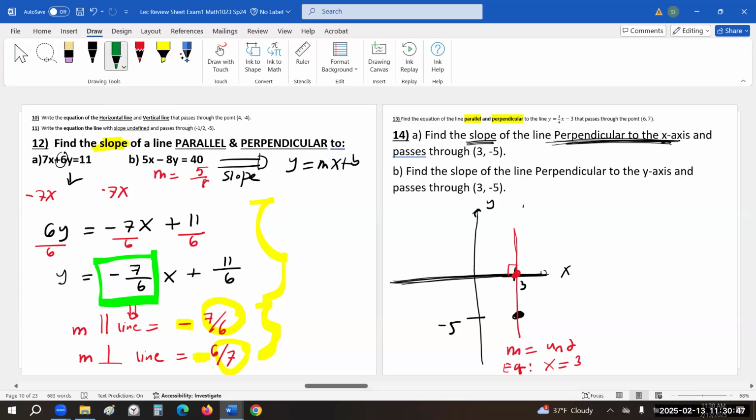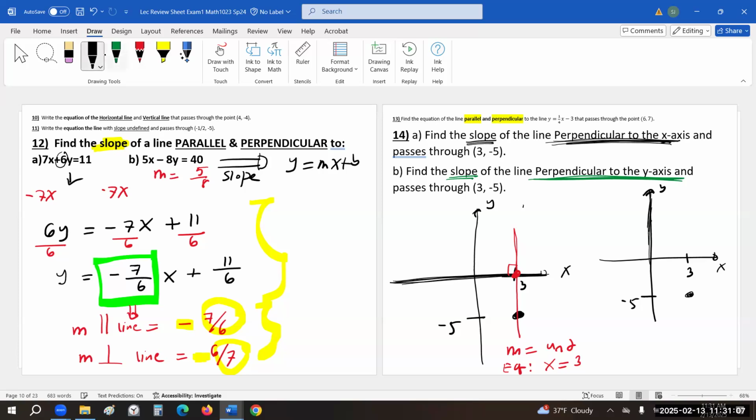They also wanted to find the slope of the line perpendicular to the y-axis. So let me draw another one here. X and y, and the point is 3, -5. Now our y-axis is here. If y-axis is a vertical line, its perpendicular line must be a what? Horizontal line. So you draw a horizontal line so that the intersection is a 90 degree.